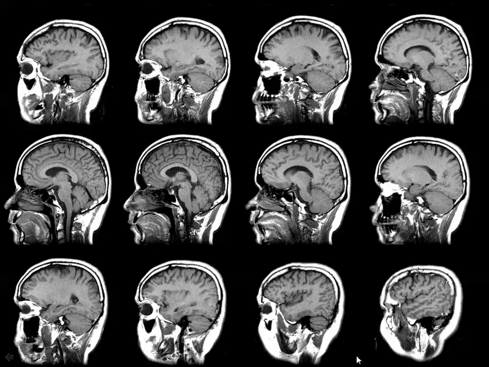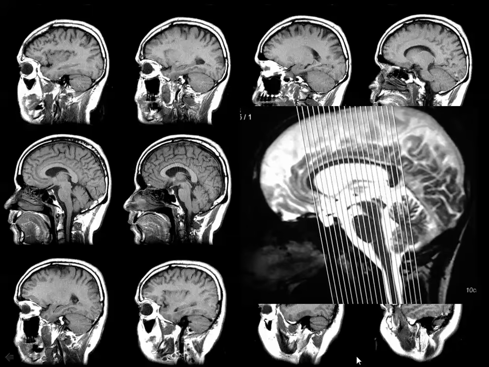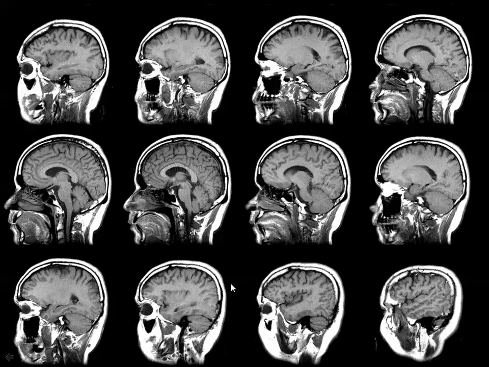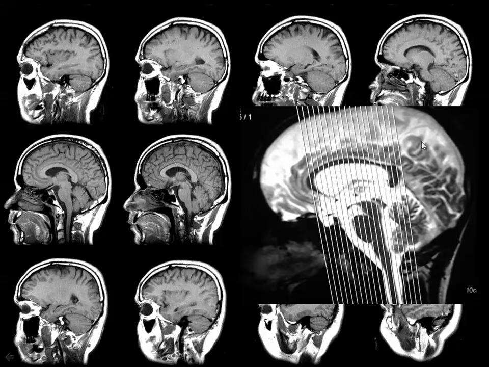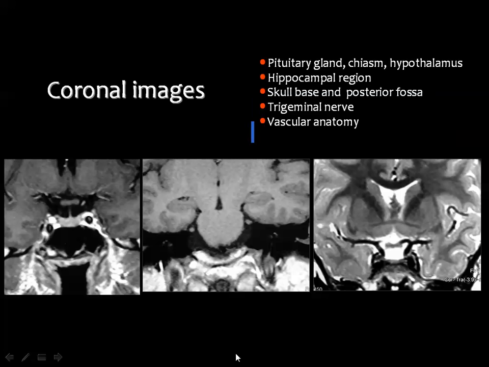Then if you are cutting exactly in the midline, you should not see brain tissue, but you see CSF within the interhemispheric fissure. But in most of the cases, we are not cutting exactly in the midline, maybe a little bit towards the left or a little bit towards the right side, then you can see the brain parenchyma. But if you cut exactly in the midline, you will not see brain tissue, but you will see CSF.